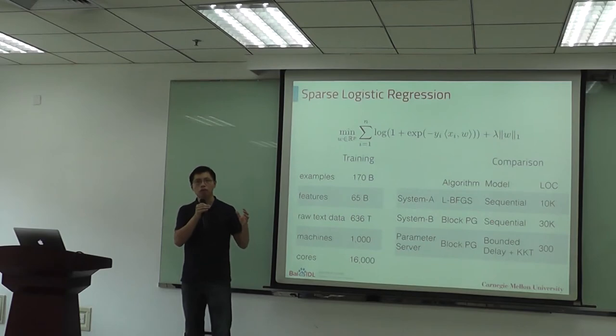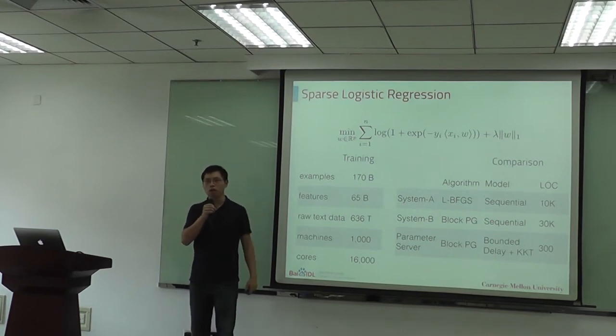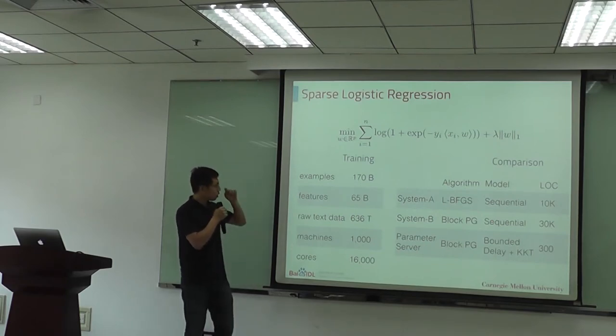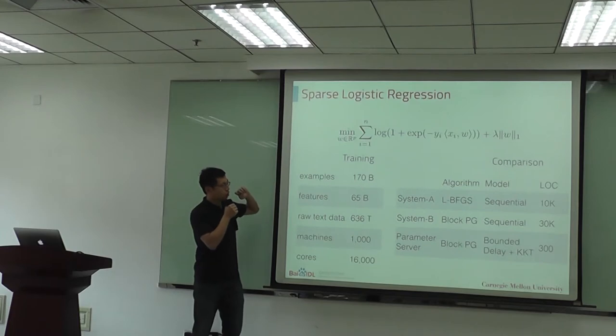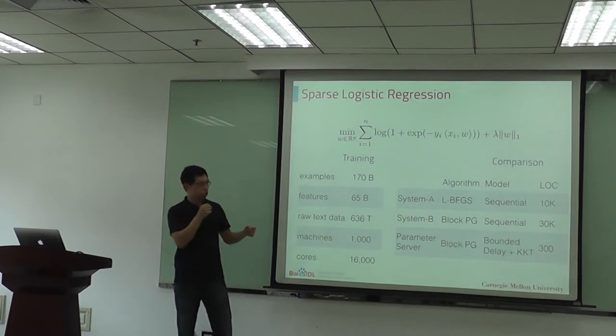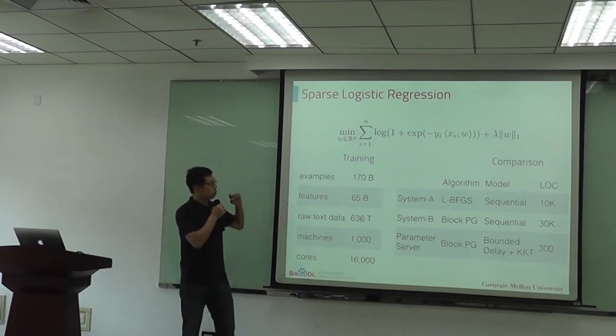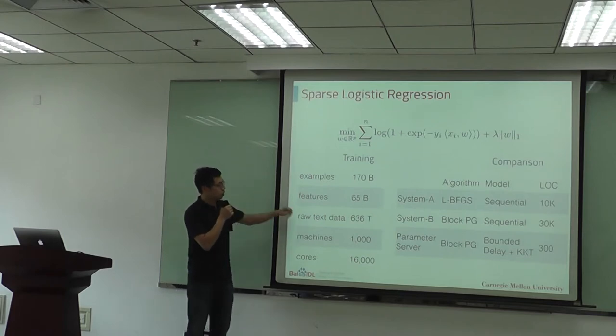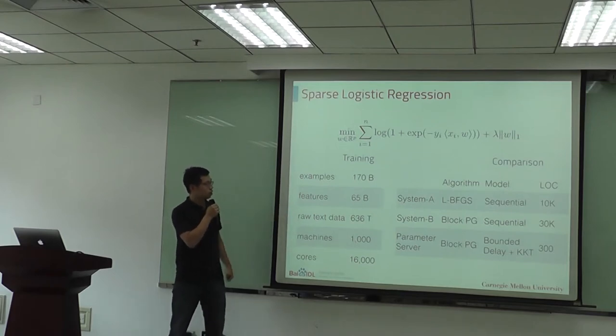The size of the model is small so it can be easily updated to some online services. And then the training data has about 100 billion examples, and you have a similar scale of features. This is about 60 billion features. And the raw text data size is about 600 terabytes.